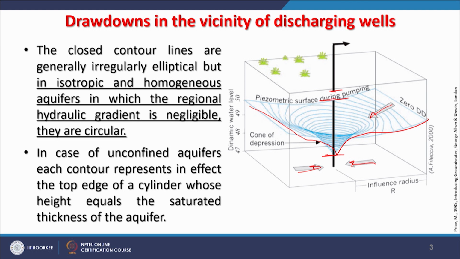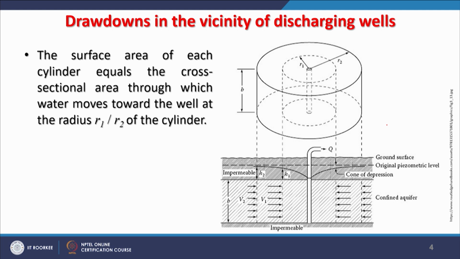Now in case of unconfined aquifers, each contour represents the effect of the top edge of a cylinder whose height equals the saturated thickness of the aquifer. Earlier also we considered small sections within this cone of depression as cylinders. This figure we have also used in earlier discussions. Here we are using two cylinders, one small cylinder and one larger cylinder. The smaller one has radius r1 and the larger one has radius r2. And this is a confined aquifer scenario which we are discussing here.